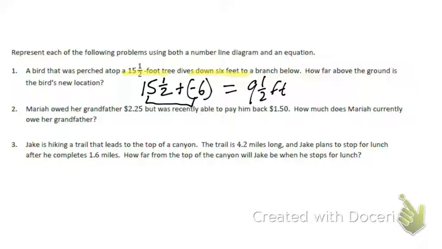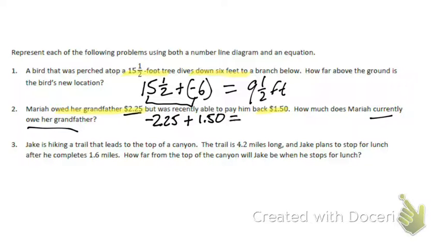Number 2, it says Mariah owed her grandfather $2.25, but then was able to pay him back $1.50. How much does Mariah currently owe her grandfather? So I'll do this right here, under number 2. She owed her grandfather $2.25, right? So that's gonna be negative $2.25. But then she paid him back $1.50. So that means part of the debt is taken away, right? So plus 1.50. She gets $1.50 to pay him back.